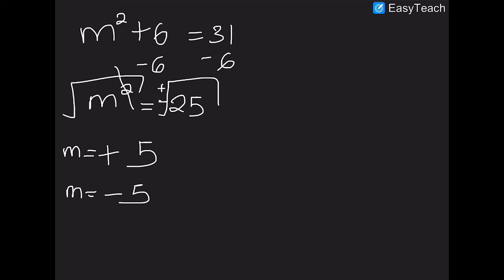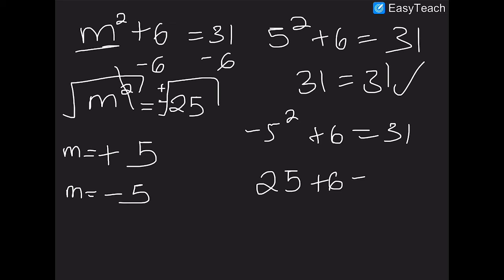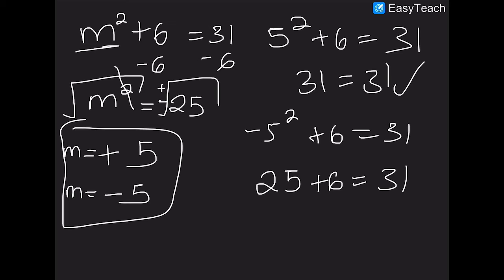If I go back to check and plug in my 5 for the m, it's going to be 5 squared plus 6 equals 31. 5 times 5 is 25, plus 6 is 31, so 31 equals 31. We get that right. Let's plug in negative 5. Again, we're still going to get 25 plus 6 equals 31. So both of these are possible answers. If you give just one answer, you might get marks taken off.